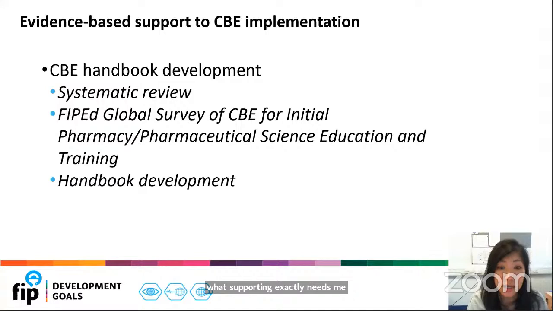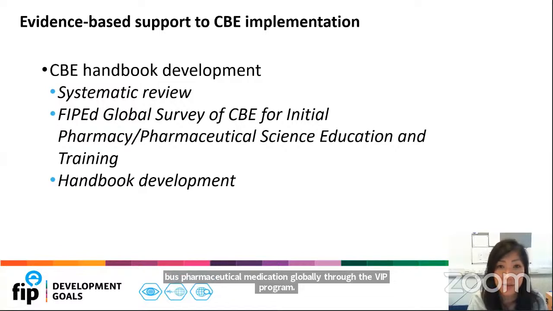So if you're working in higher education institutions, probably you will be contacted to reply to the survey. Please take part in the survey to contribute to the development of the handbook. The handbook will be a significant tool to support and advance pharmaceutical education globally through the FIP program. So hopefully you will join the development of the handbook too.